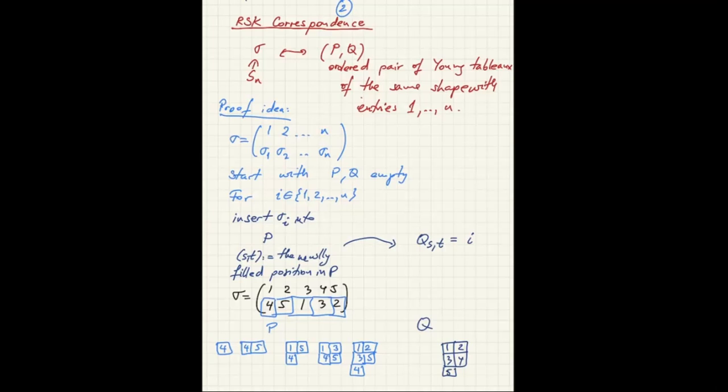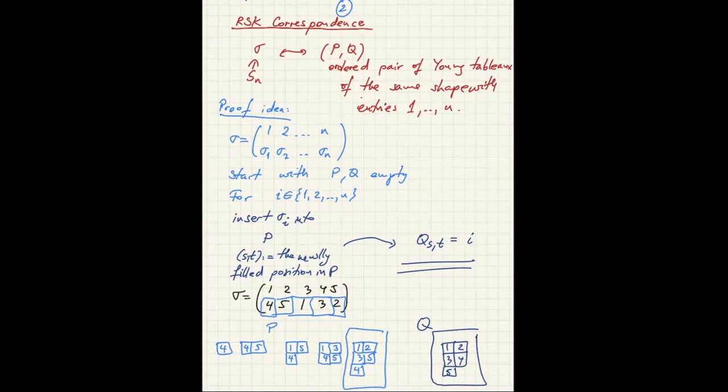So the ordered pair that's associated to this permutation sigma consists of this Young tableau P and this Young tableau Q, which have the same shape from this rule of construction. So that's pretty easy. But now, how do you know if this is a bijection? Well, you can go backwards.